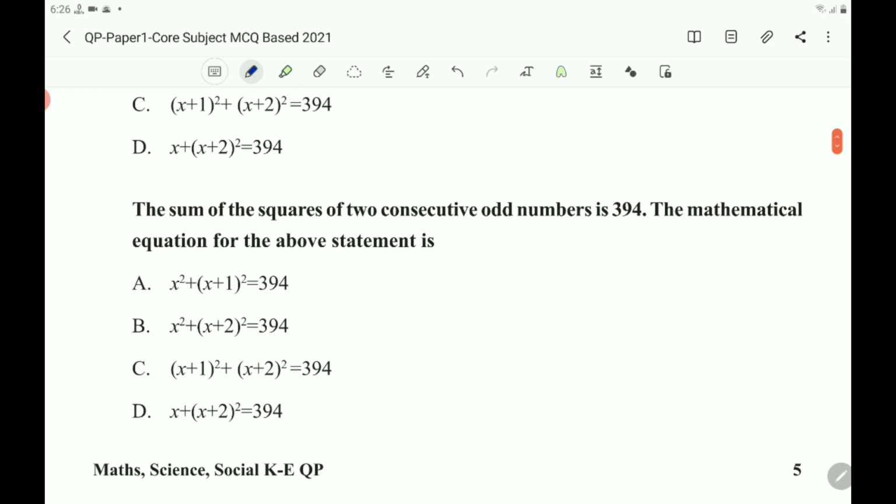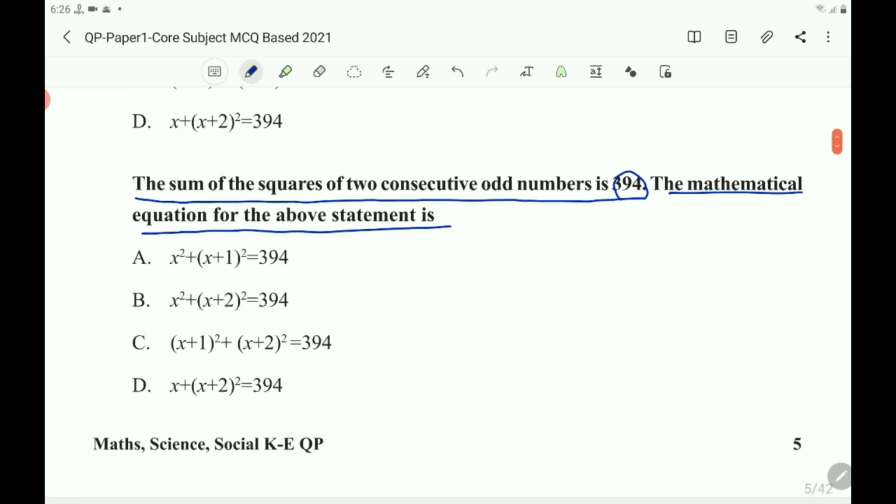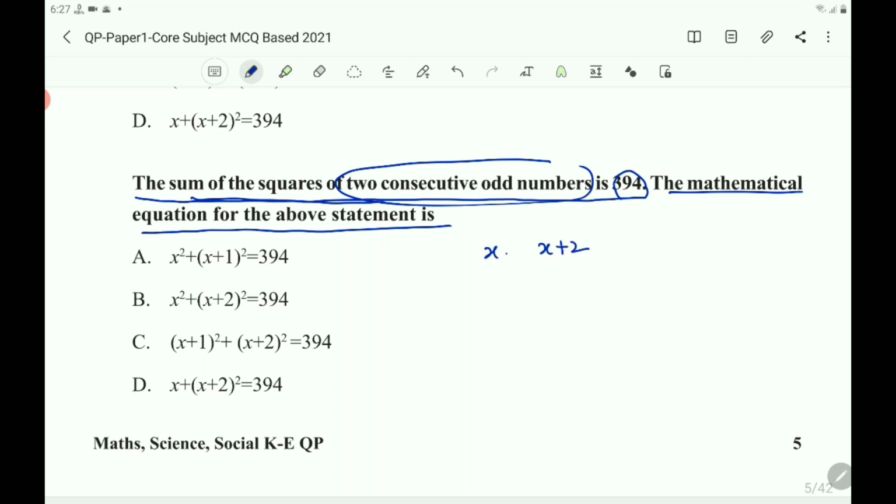Same question in the English medium. The sum of the squares of 2 consecutive odd numbers is 394. The mathematical equation for the above statement is. Here, the sum of the squares of 2 consecutive odd numbers. Now let us take the 2 consecutive odd numbers as x and x plus 2. The difference between consecutive odd numbers is 2. So you must take x and x plus 2, not x and x plus 1.